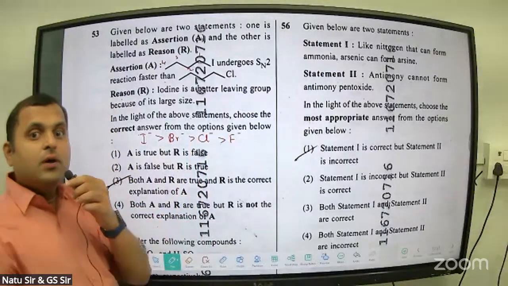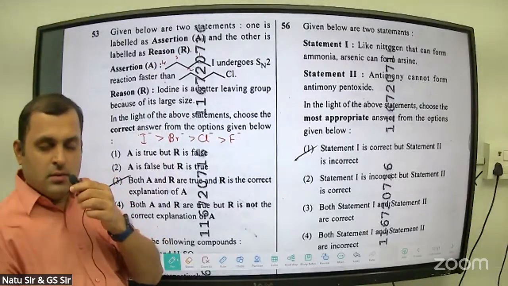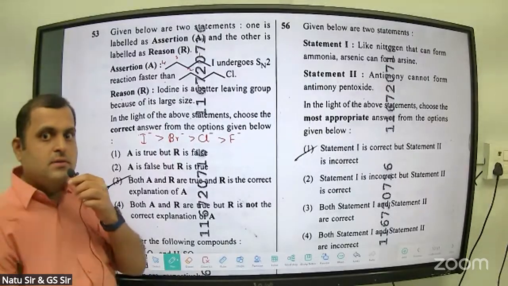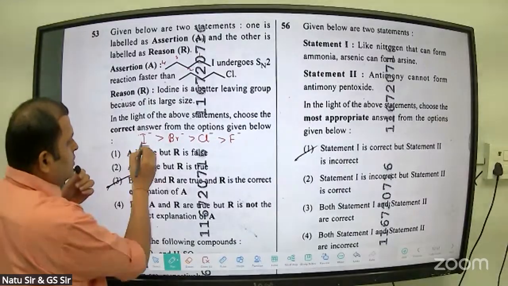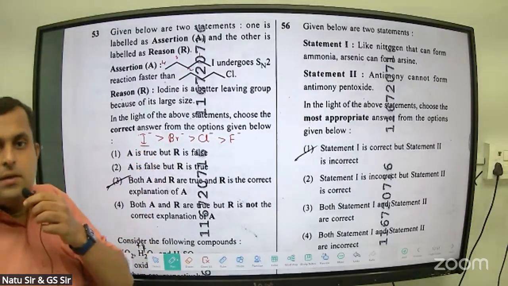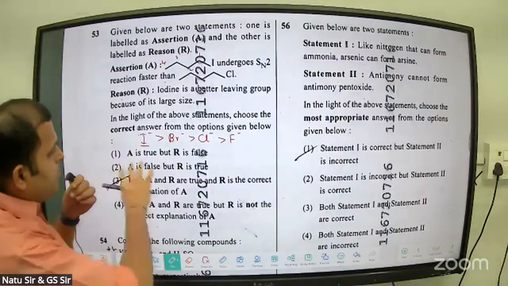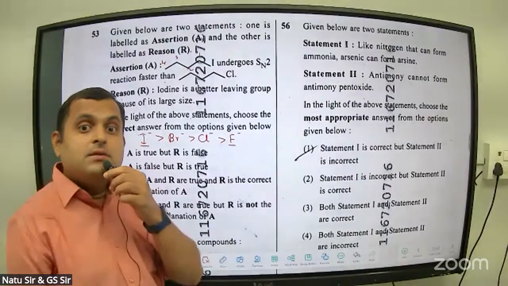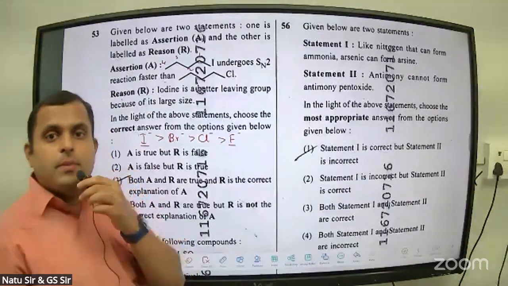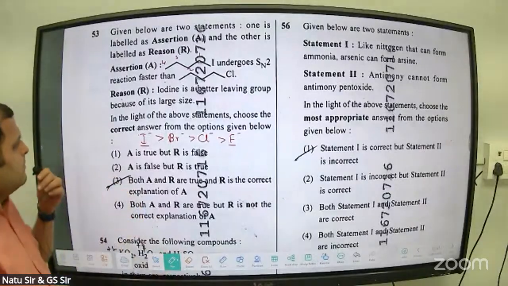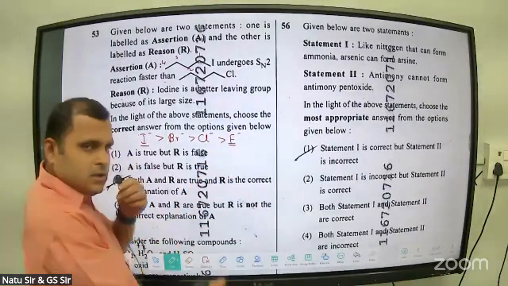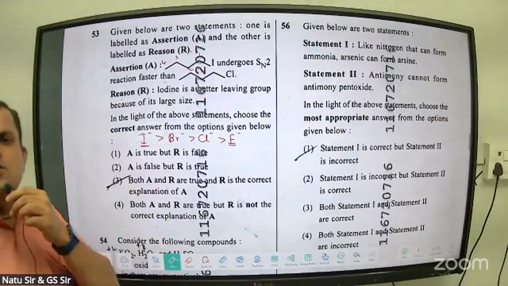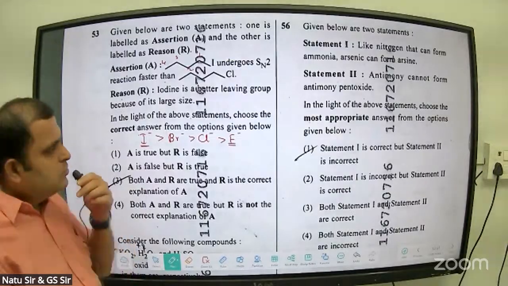This is basically inversely proportional to their basic strength. So pay attention: HI is the strongest acid, so I minus is the weakest base, and being the weakest base, it will be the best leaving group among the four halogens. And similarly, HF is the weakest acid, so F minus is the strongest base, and because of that, it is the weakest leaving group. You can also say that the C-F bond is the strongest bond, and that is why it is difficult to break it. On the other hand, the C-I bond is the weakest bond, so it is easy to break. You can go by that logic also.